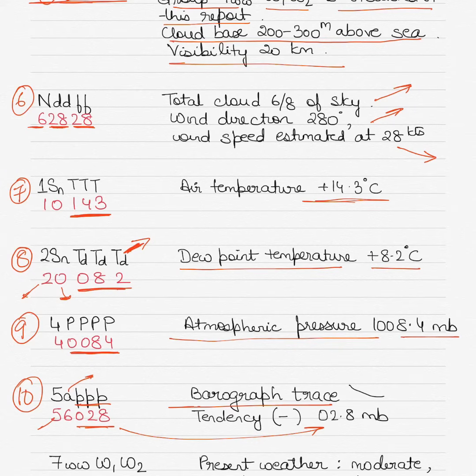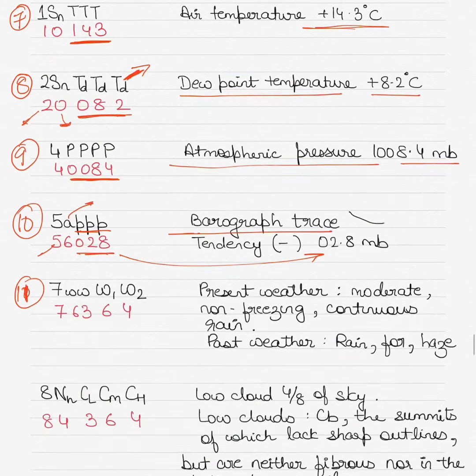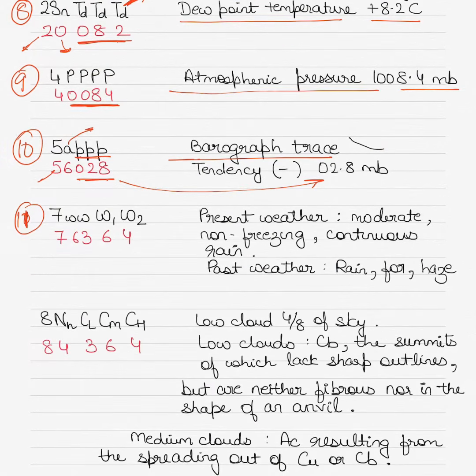Then I go into 7W, W1, W2, which has the numbers 76364, where 7 is the indicator figure, 63 basically indicates the present weather, and 64 indicates the past weather. So present weather indicated by 63 is moderate, non-freezing continuous rain, whereas past weather indicated by 64 is rain, fog and haze. This should be fog.